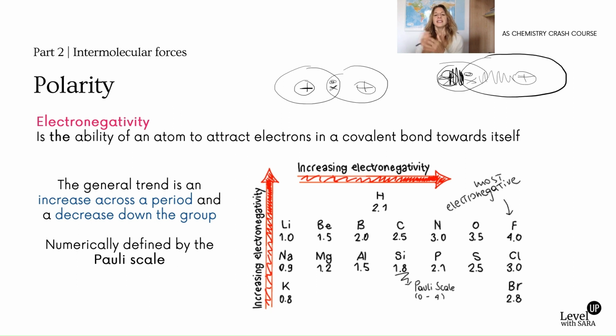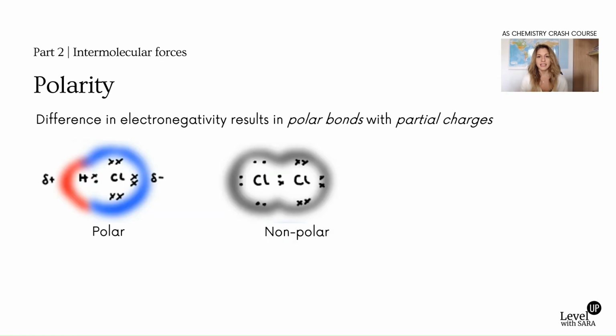Okay. The electronegativity trend we can always work out because we will have a full understanding of this concept of nuclear attraction, but it's also defined numerically by the Pauling scale. So you might be given that in the data sheet. Otherwise, it's important to understand the trend so you can always work out if there is a difference in electronegativity. This is because a difference in electronegativity results in polar bonds with partial charges.